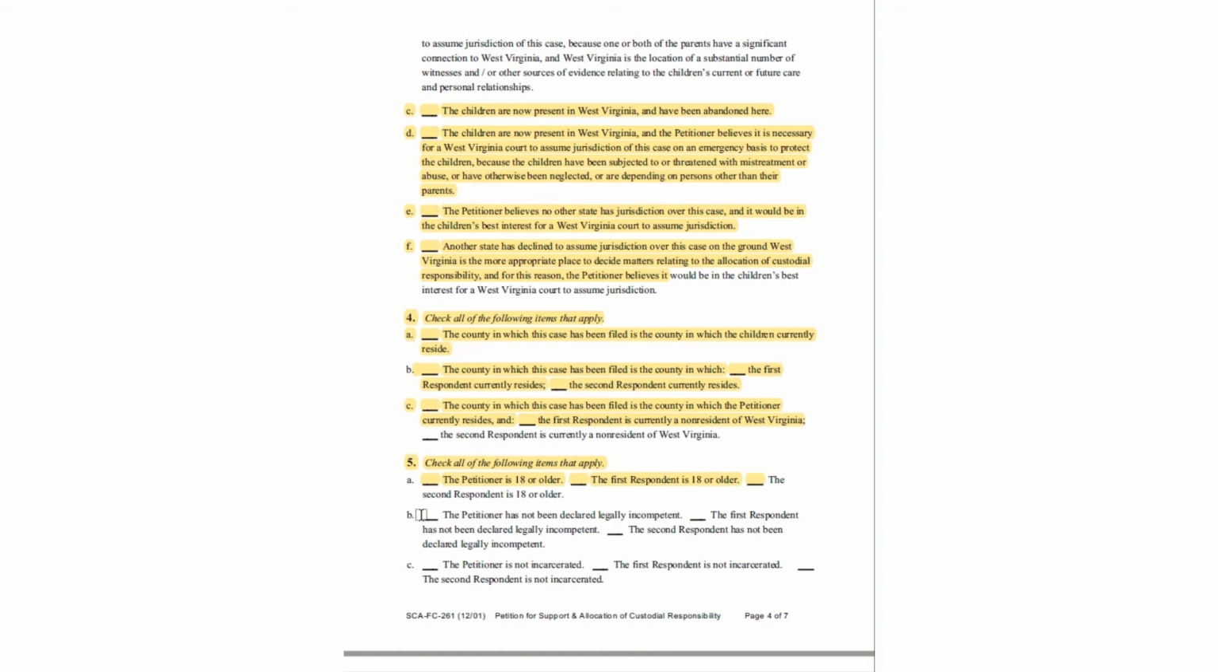On B, it asks some questions about the petitioner not being competent or the respondent not being legally competent. Again, if that's the case, then the court may appoint a guardian ad litem to represent their interests. And then C asks if the petitioner is incarcerated or the respondent is incarcerated. Again, if that's the case, a guardian ad litem might be appointed.